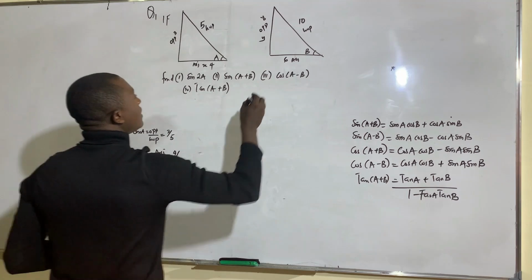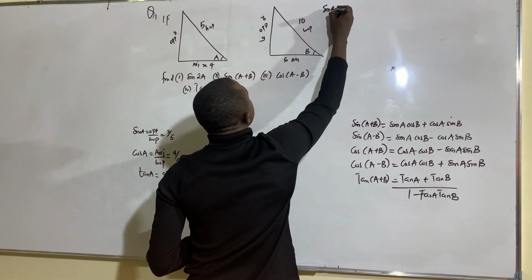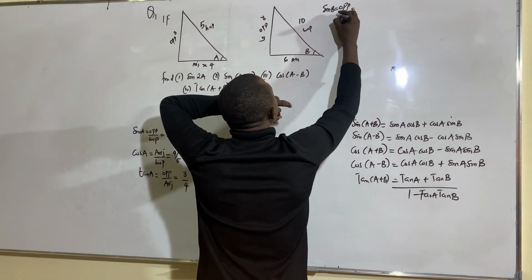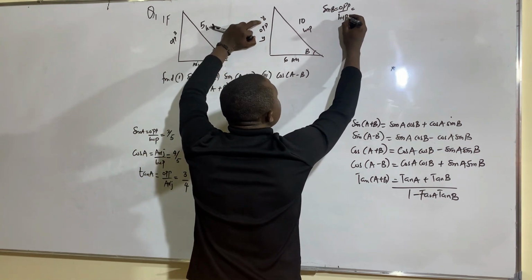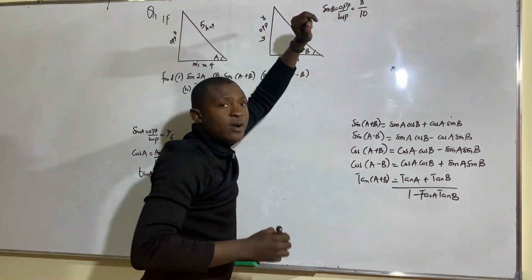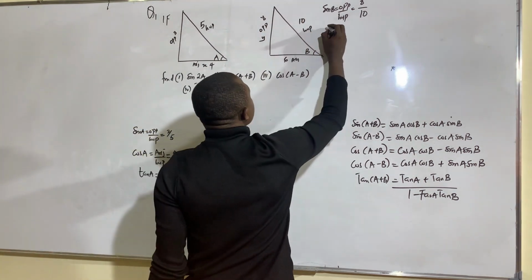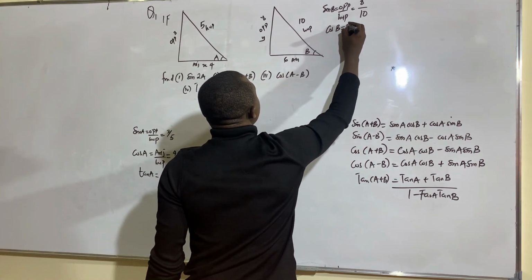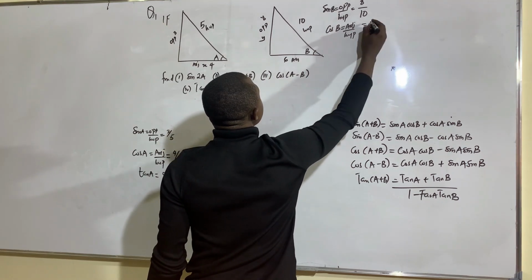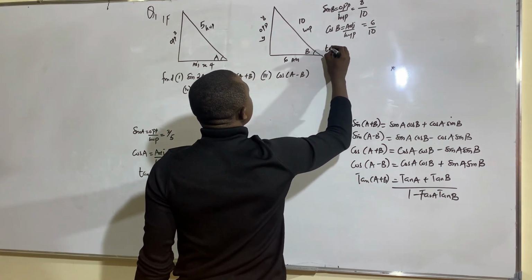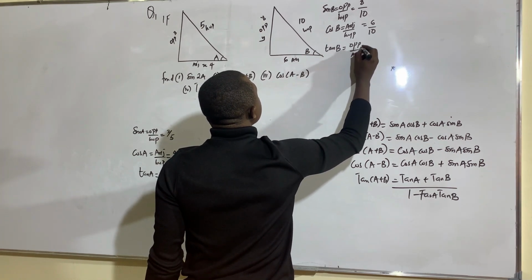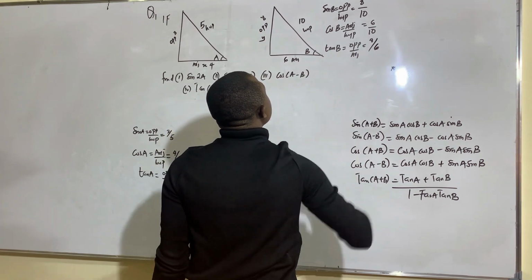I can quickly find my sine B here. You know, sine is opposite over hypotenuse. So what we have for the opposite here is 8, and the hypotenuse is 10. That's going to be 8 over 10, right? For cos B, that is adjacent over hypotenuse, so we have 6 over 10, right? For tan, tan is nothing but opposite over adjacent, and that one is 8 over 6.